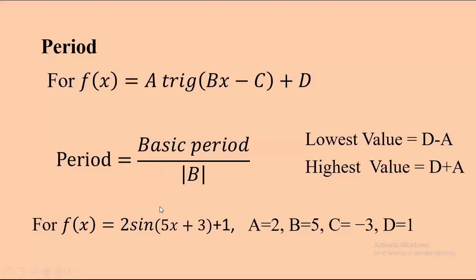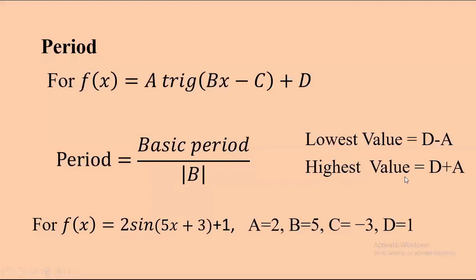What is the period of this function? So what is the basic period of the sine function? Basic period is 2 pi. So what is the coefficient of x? It is 5. If it is minus 5 also, we have to divide by 5 because it is absolute b. So plus or minus doesn't matter, we have to divide by the absolute value. Okay, then what is the basic period of this? 2 pi by 5. And what is the highest value?